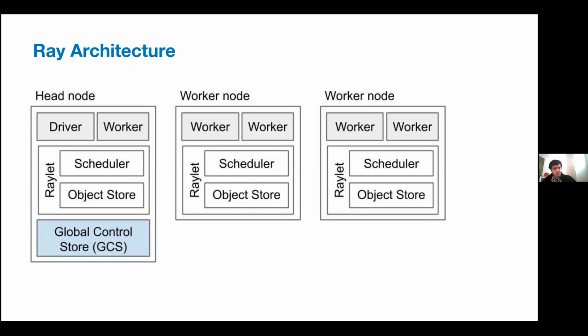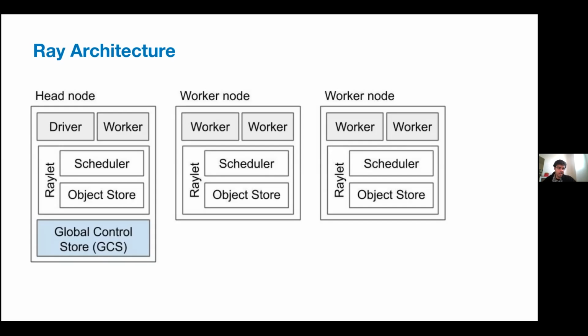The worker nodes also have worker processes, of course. They don't have a driver, but all node types have this process called a raylet. And the raylet is comprised of a local scheduler and a local object store. And the local object store can be thought of as essentially a cache, an in-RAM cache of object references and the actual objects that those references point to.